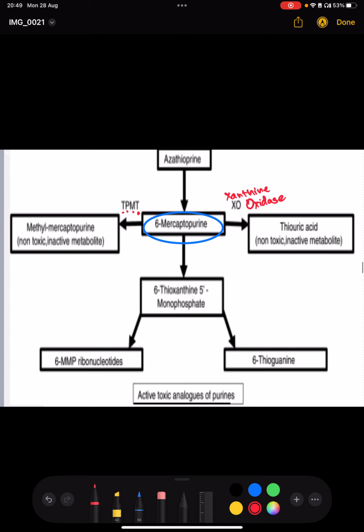But the main thing that we want is that naturally it gets converted into 6-thioinosine 5' monophosphate, which gives rise to 6-MMP ribonucleotides and 6-thioguanine. Both of these are the toxic analogs of purine. They look like purines, they mimic purines, but they are not purines.